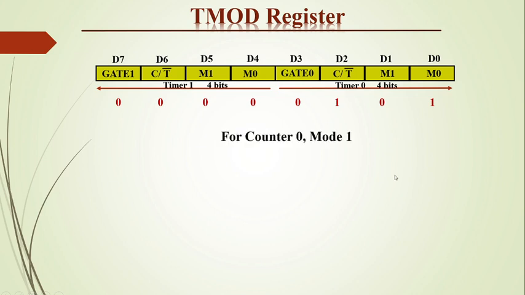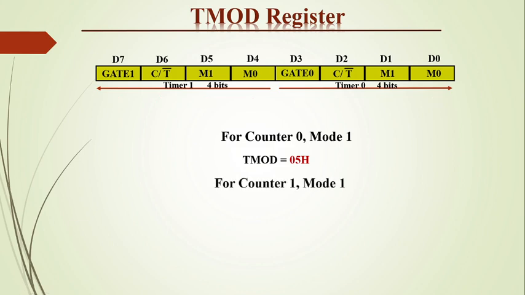So for counter 0 in mode 1, we have to load the value 05H. 0101 is nothing but the 5, and 0000 is nothing but 0. So 05H for counter 0 in mode 1.